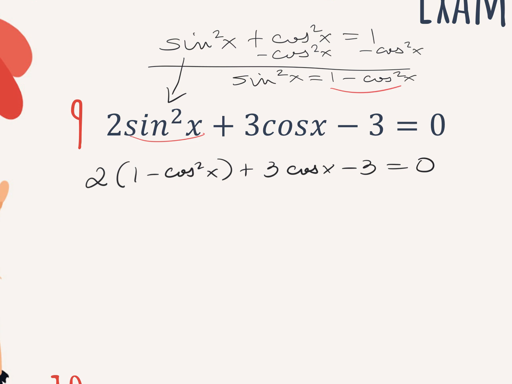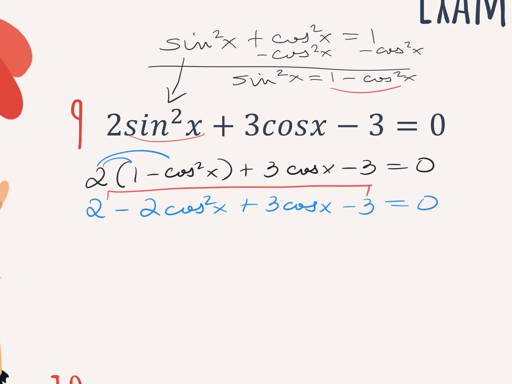Next, I need to distribute. I'm going to distribute the 2 to the 1 and the 2 to the negative cosine squared x. So 2 minus 2 times cosine squared x plus 3 cosine x. I'm just rewriting the rest of the problem. Next, I need to combine my like terms. So I'm going to combine the 2 and the negative 3, and this is going to give me negative 1. Then I'm going to rewrite the rest of the problem. Then negative 2 cosine squared x plus 3 cosine x equals 0.